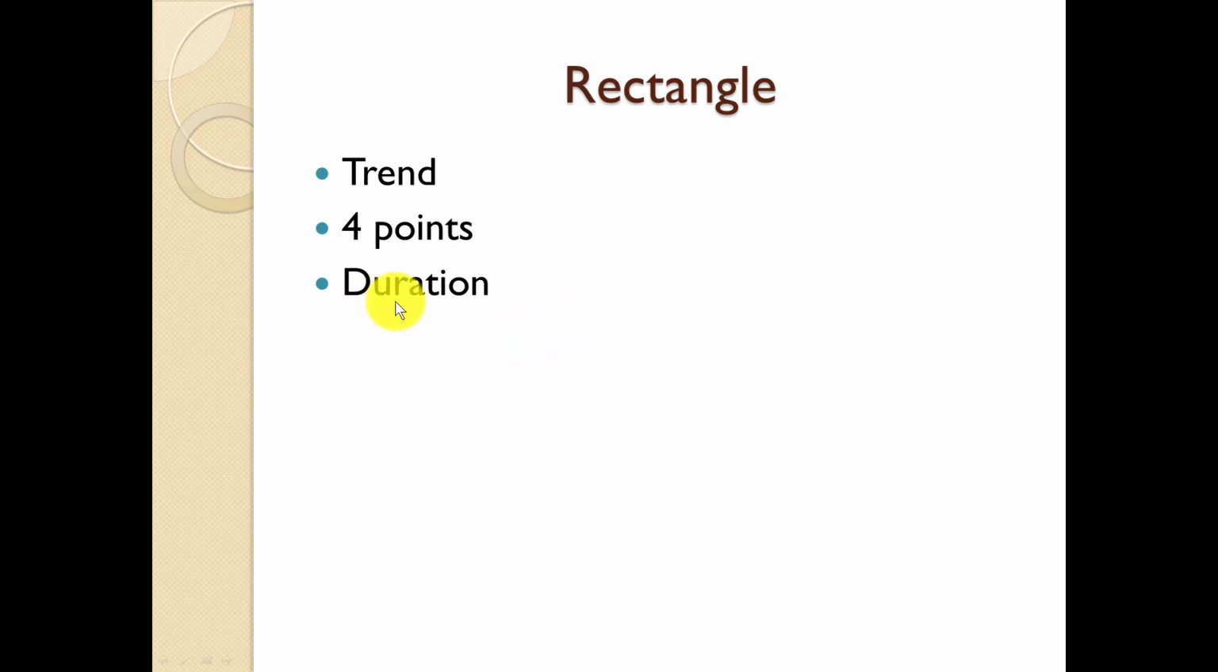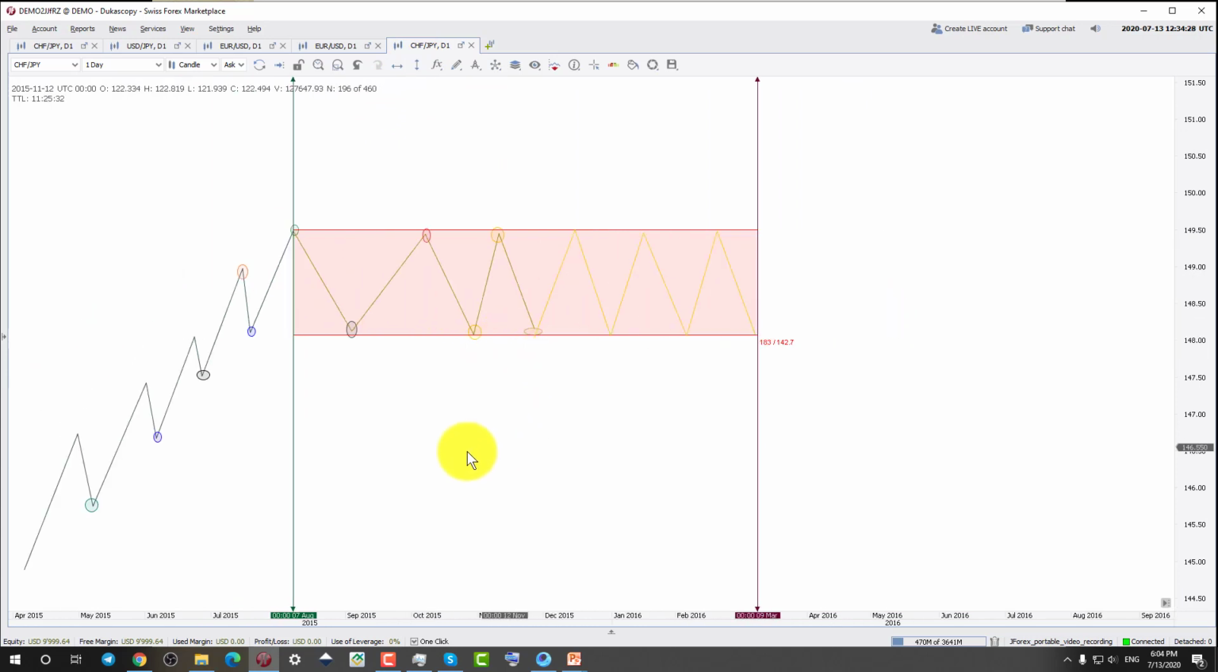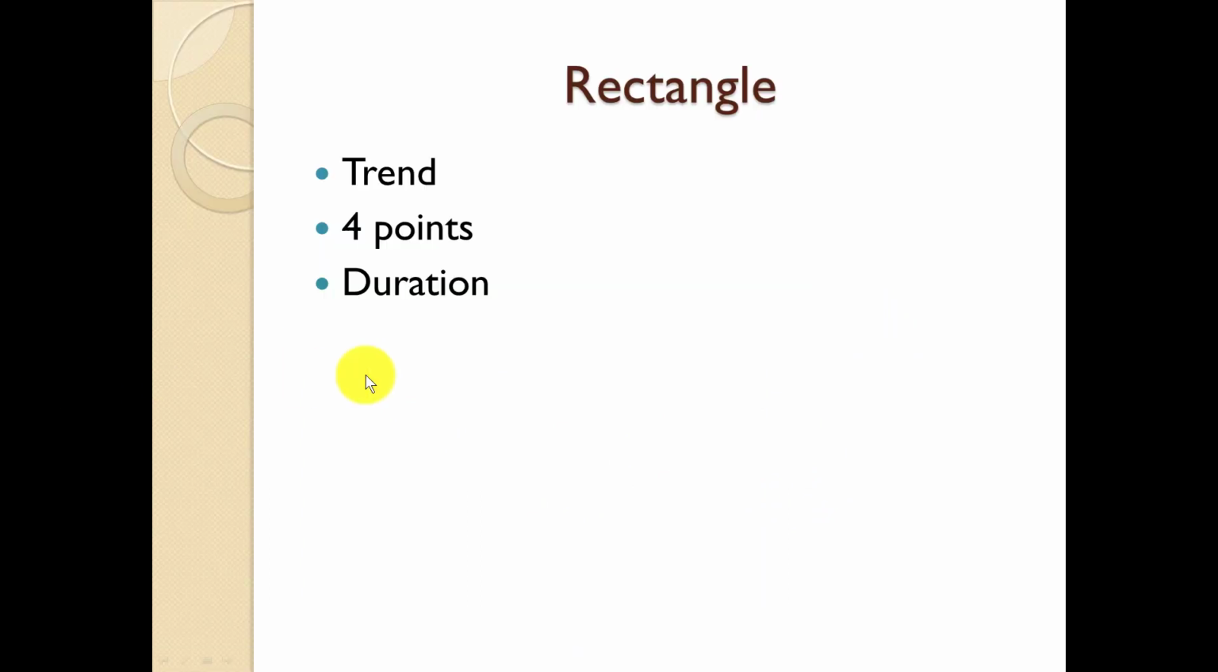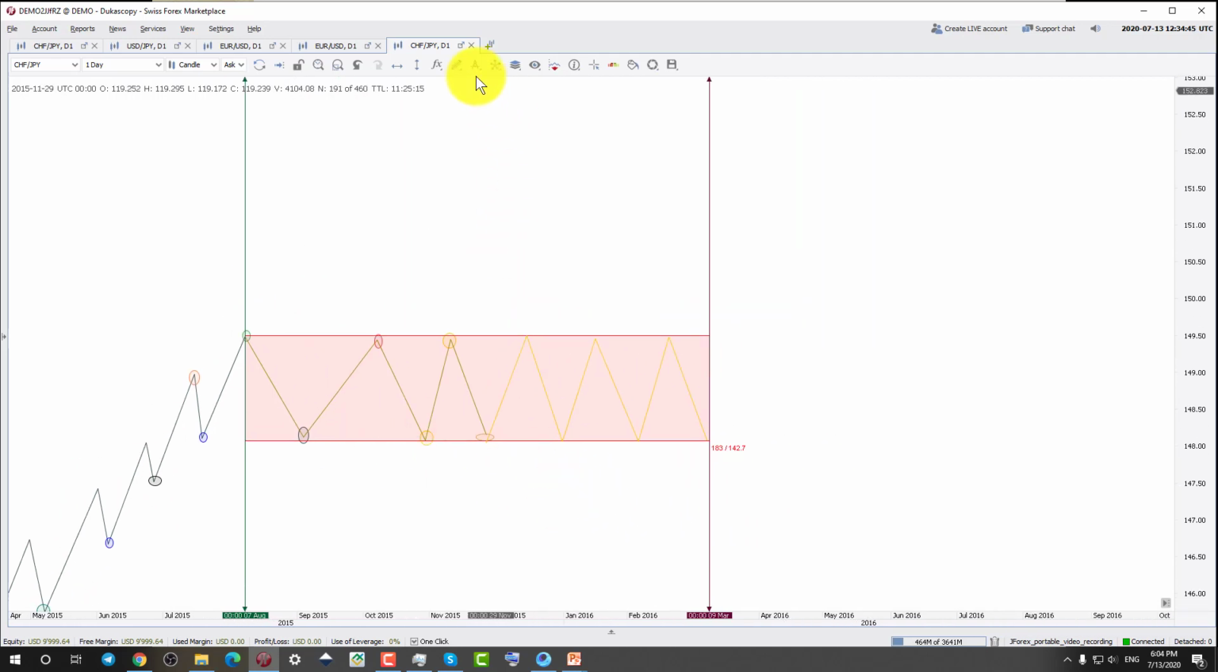Now here we need to have duration. When I am talking about duration, that means the time from here till here should be minimum 3 months. Since in this example it is more than 3 months, we can look for the next possibility. The next possibility is that after duration we should have a breakout direction. We cannot determine the breakout direction of the rectangle pattern, but we are expecting a break on the upside.